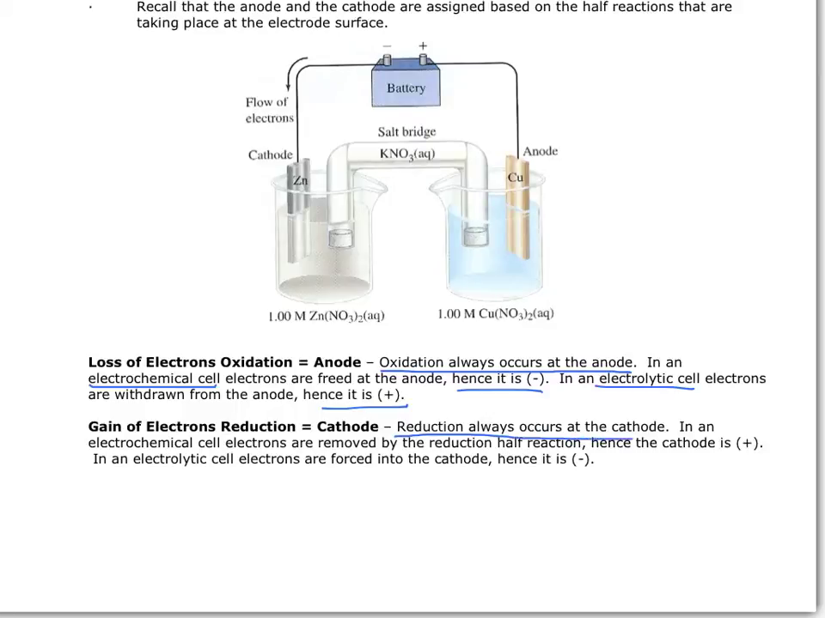Reduction always occurs at the cathode, regardless of if it's electrochemical or electrolytic, because the term cathode just simply means where electrons are gained. In an electrochemical cell, the electrons are removed, therefore it has a positive charge. In an electrolytic cell, they're forced into the cathode, therefore it has an overall negative charge. It is very important to keep these differences straight.